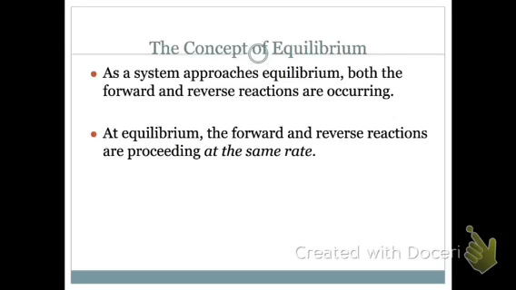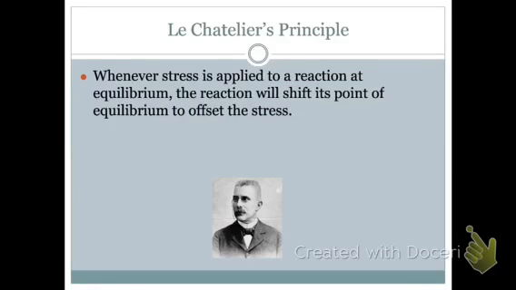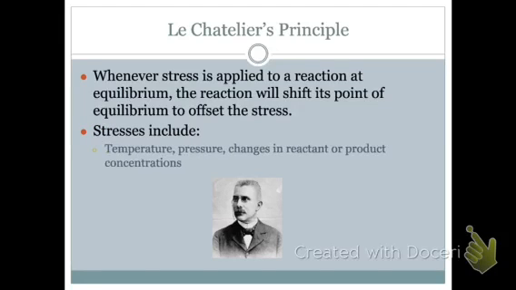And again, you're talking about flat line data. Now there's something called Le Chatelier's principle. Whenever stress is applied to a reaction at equilibrium, the reaction will shift its point of equilibrium to offset the stress. Stresses include temperature, pressure, and changes in reactant or product concentrations.